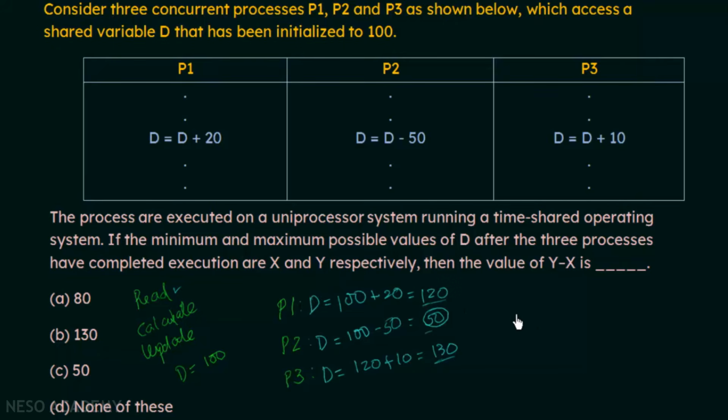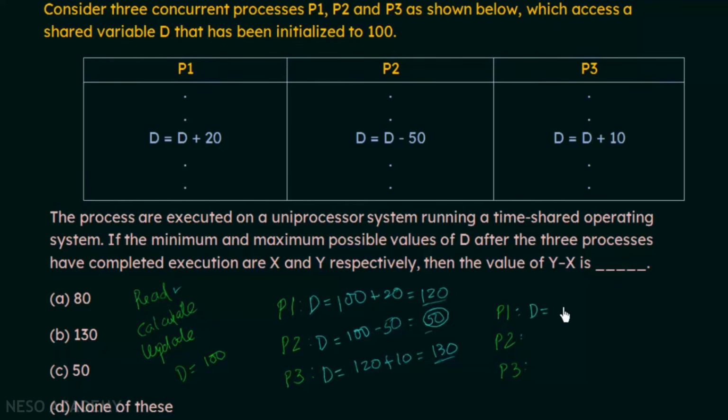Now we have to find the maximum value. So again, let's say that we have these processes P1, P2 and P3. In this case, we have to find the maximum value. So let's say that we are starting from P1. We see that P1 is the one that adds the most value to D, so that is why we'll start from P1. It is not always the case, but let's just assume that, and start from P1.